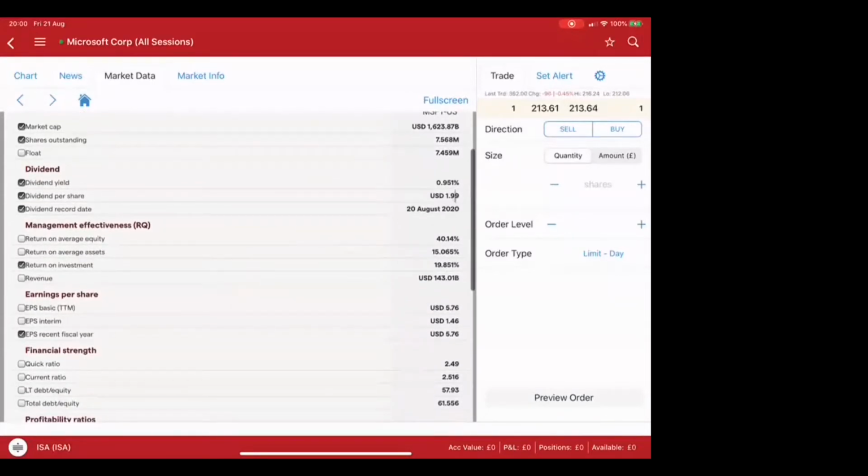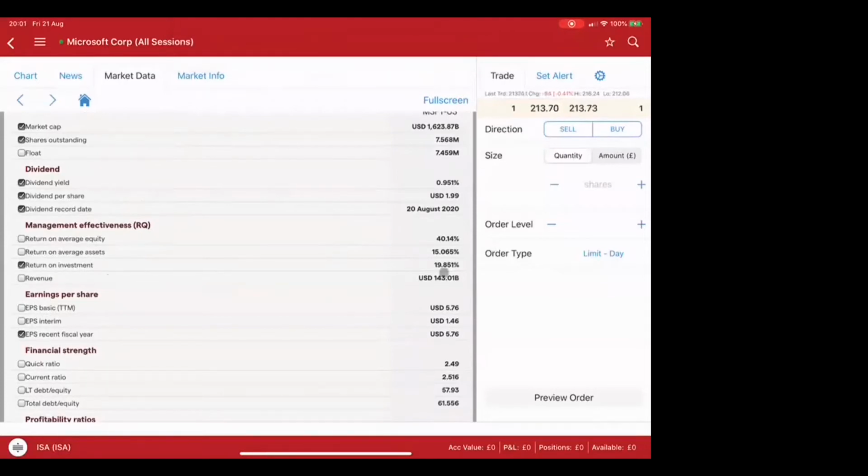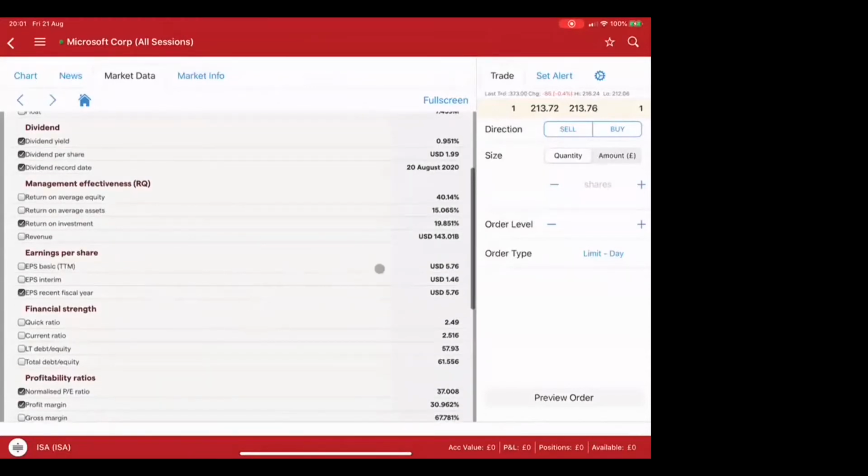Yes, 1.99 per share, not bad. I also look, Apple is up again. That alert just came through, 496. The revenue is 4.143 billion. Okay, that's sizable revenue there.